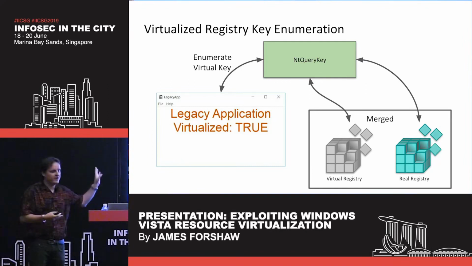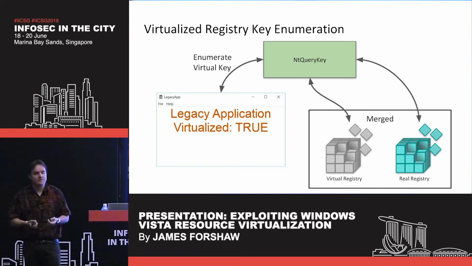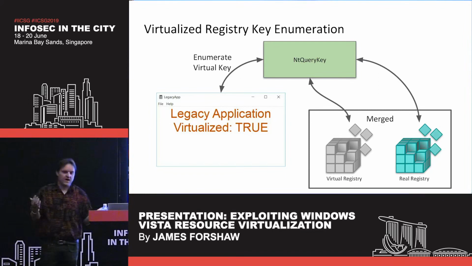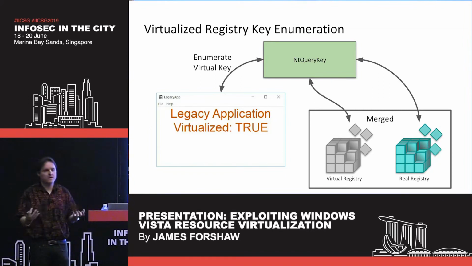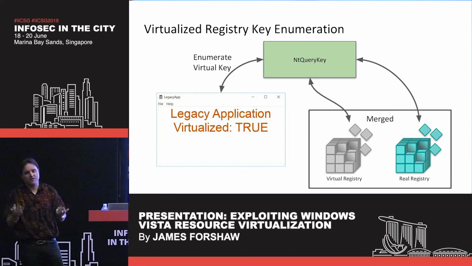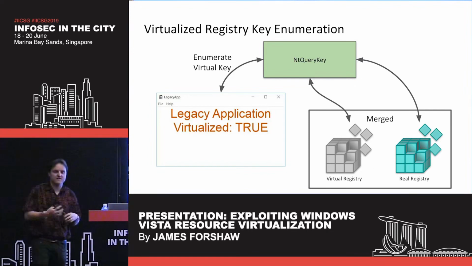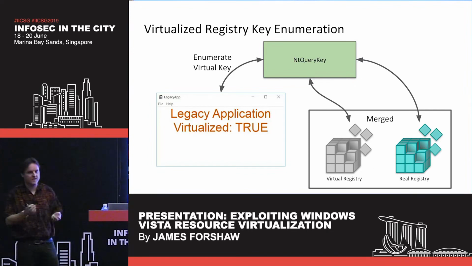So when you do, say, query key, which does key enumeration, it will go, okay, I'm going to open the real registry key and merge those views together. So merge whatever keys are there, merge whatever values are there, so that, for all intents and purposes, it looks like you've written to the real key, and the real key has subkeys and all that sort of stuff.